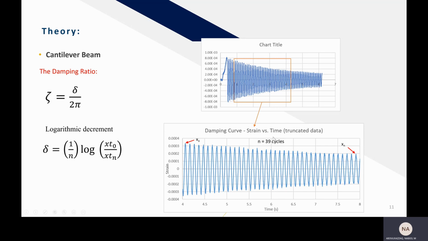N is the number of cycles. Now, if you count the cycles like 1, 2, 3, 4, and so on, you will find that the number of cycles is 39, and this is the N right here. And once you find sigma, now you can find the damping ratio.